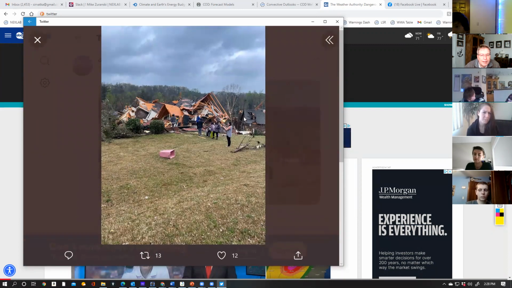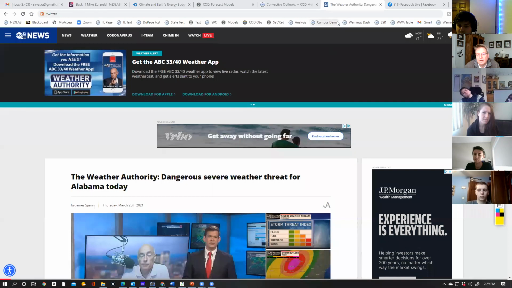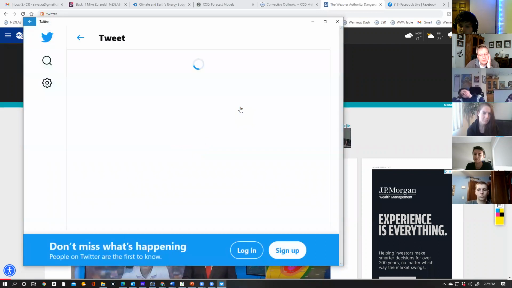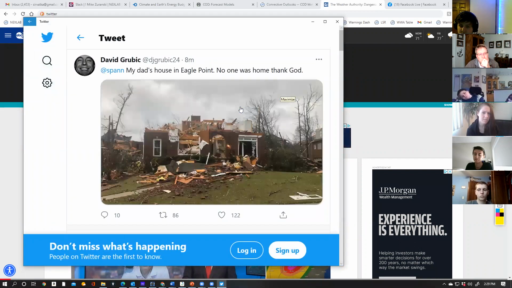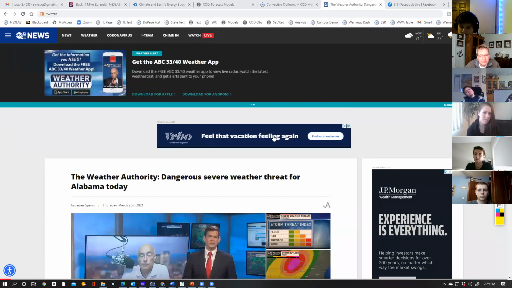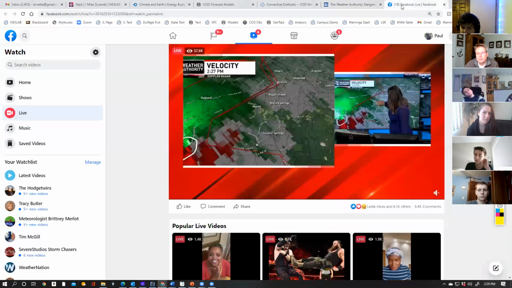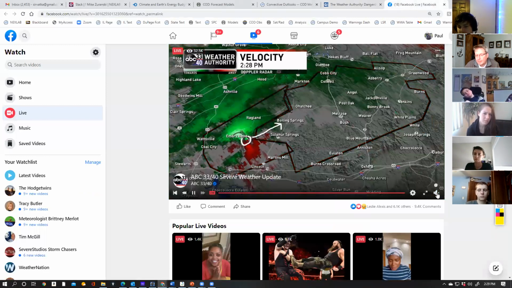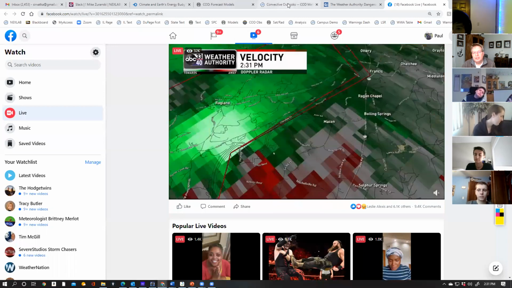And here's another one. It's hard to tell. So that's looking EF2. That's probably a 3. It's unfortunate that. Keep an eye on this, and we'll continue with our discussion.